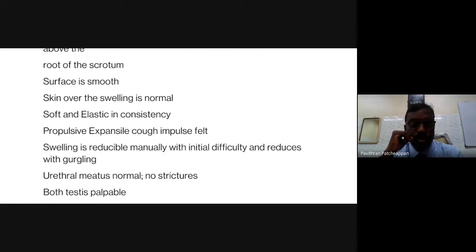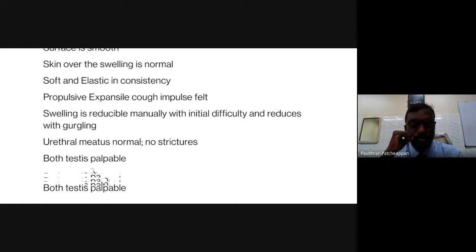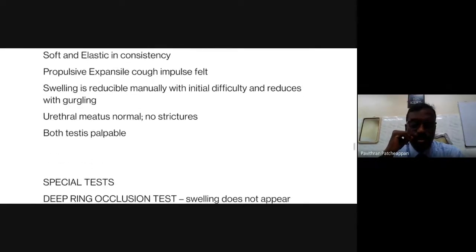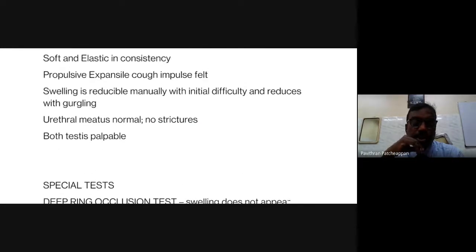A propulsive, expansile cough impulse was felt. The swelling is reduced manually with initial difficulty, and it reduces with a gurgling sound. So it reduces with the gurgle, right? Yes, sir. What are the other consistencies possible in a hernia?